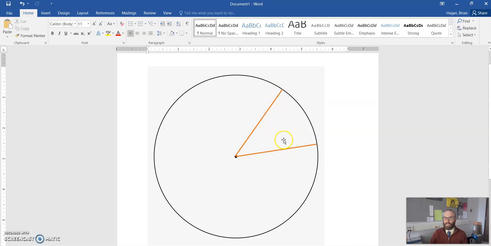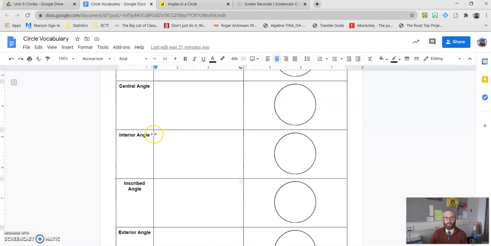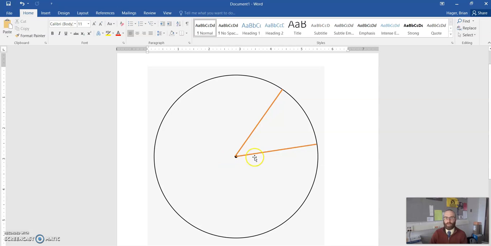This particular angle that I already have drawn is called a central angle because the vertex is at the center. So if I'm on my vocab, a central angle is any angle whose vertex is the center of the circle. When two radii connect, those are called central angles. Now what I want to stress is I can extend these, say I make that a diameter. This is still a central angle.